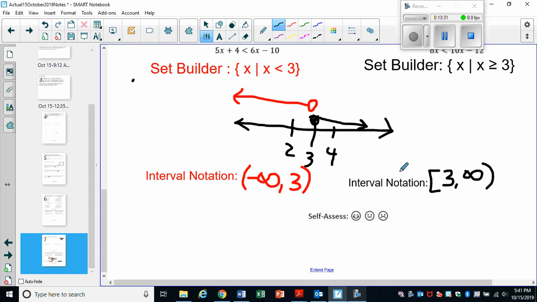That's your interval notation. So for interval notation, you're going to have parentheses and brackets. You'll have negative infinity if it's a less than or less than or equal, positive infinity if it's a greater than or greater than or equal, and either a close parentheses if it's an open circle, or if it's a closed circle, then you have a bracket.